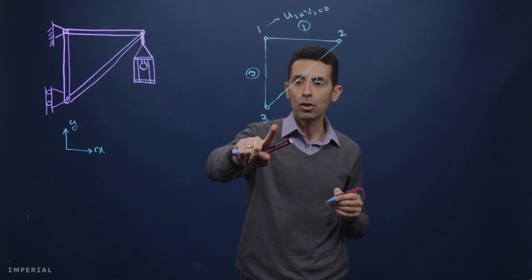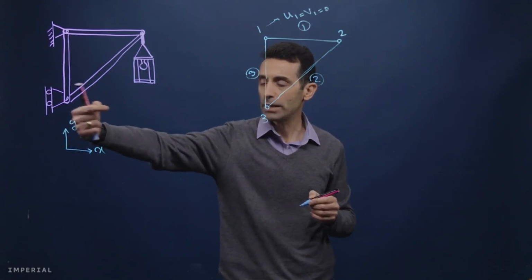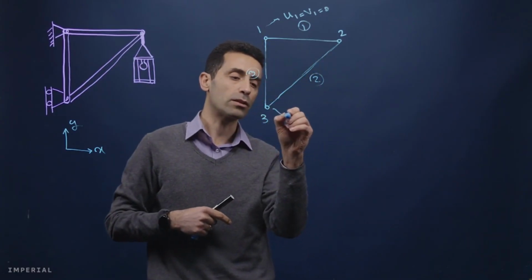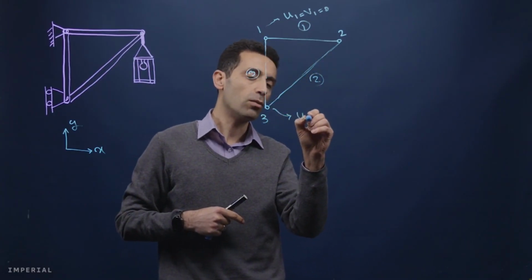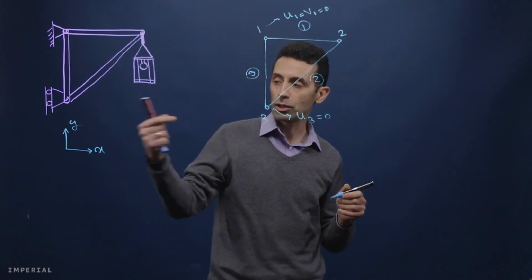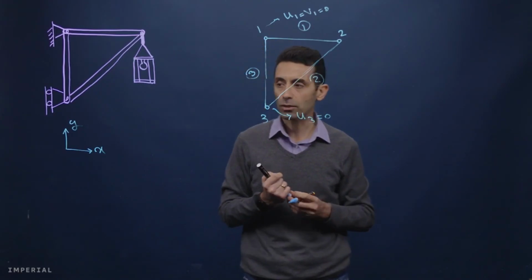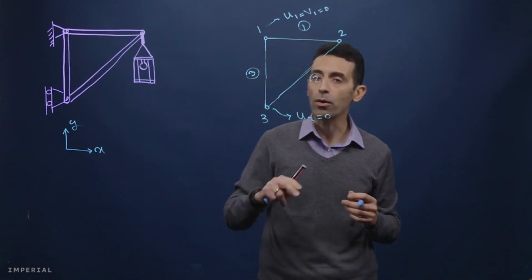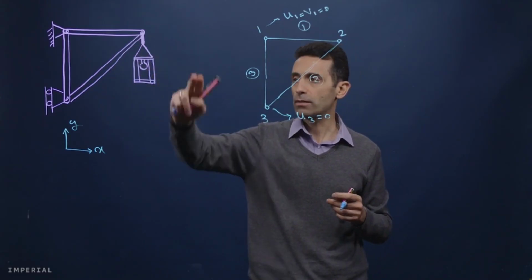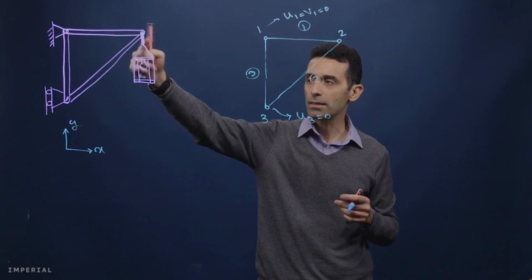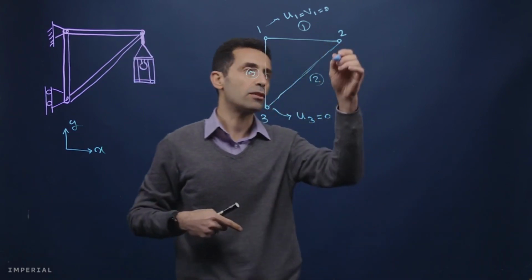And in node 3, we know that it cannot move in the x direction, but it's free to move in the y direction. So here, the only degree of freedom that is constrained is u, which is displacement in x direction. In terms of external forces, we know that the external force that we know is this one, right? And this force is the mass times gravitational force.